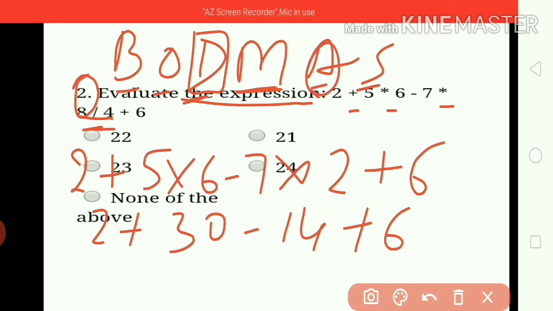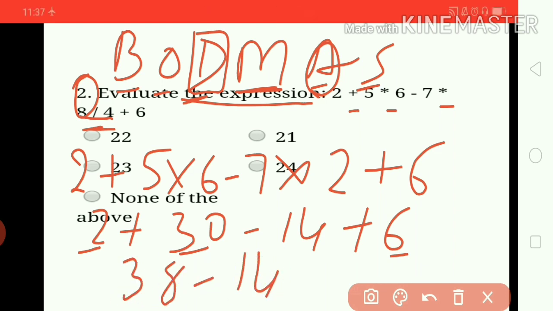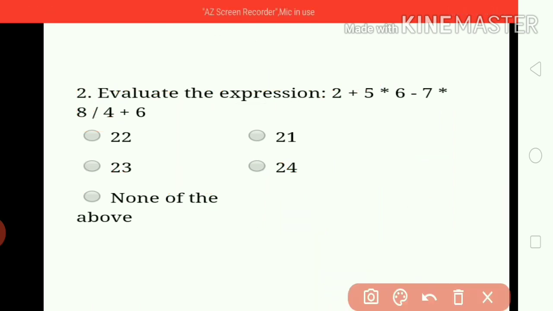Now do the addition. So 2 plus 30 is 32. 32 plus 6 is 38 minus 14. So 38 minus 14 is equal to, 8 minus 4 is 4, you know that, and 3 minus 1 is 2. So 24. Let us check which option is showing 24. So this is 24, the right option, right?